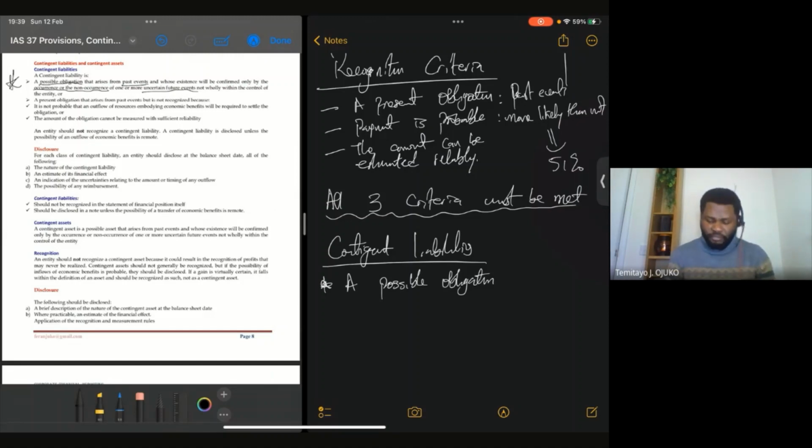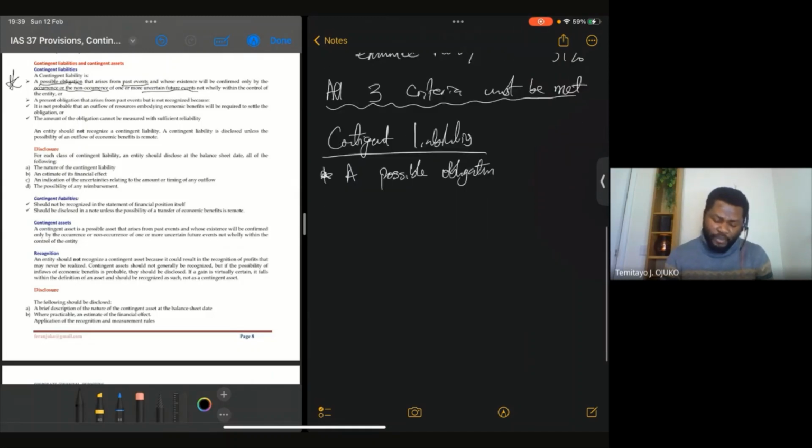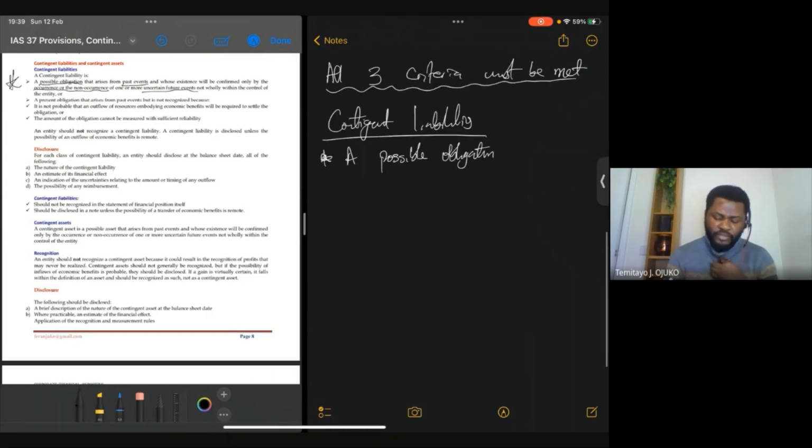Now, what does this mean? I'll just quickly highlight a thing or just give you an example of this. Now, take for example a company, right?